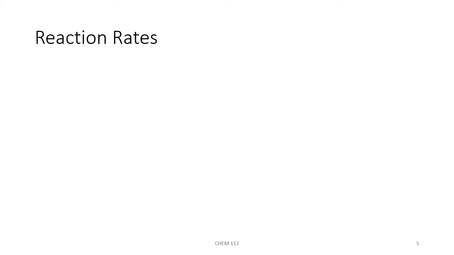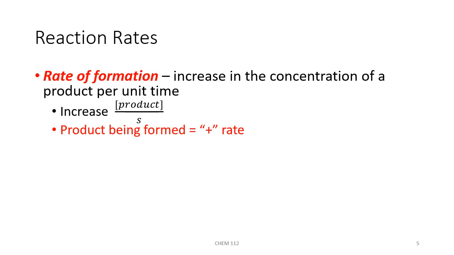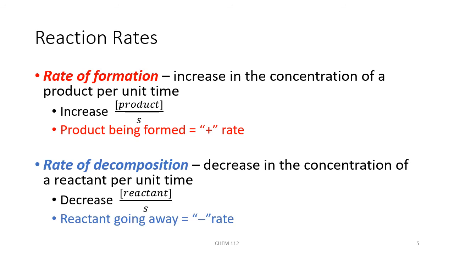When we're talking about reaction rates, we can either be talking about a rate of formation, which is an increase in the concentration of a product per unit time. The rate of formation of a product will end up being listed as a positive change because we're making a product, so the rate is increasing for that, versus a rate of decomposition. If we have a reactant, the concentration is going to decrease per unit time because it's going away as it's being used up. It's being reacted away. So the rate of decomposition is going to be listed as a negative rate. The positive and negative doesn't really mean anything except for if it's being formed or being used up.